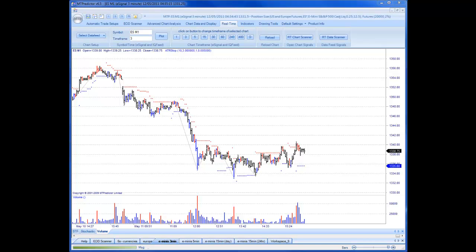Today I'd like to look at how the market, the US E-minis, unfolded yesterday, which was Wednesday, May the 11th, using MTPredictor 6.5. First I'd like to go through and look at the automatic setups, then a bit of advanced analysis later on.